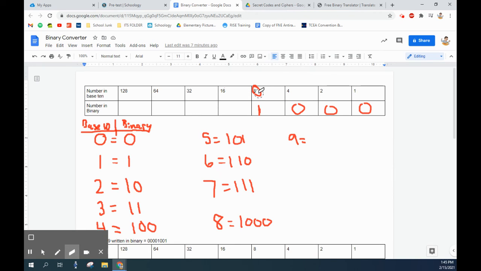Well, I need 8 plus 1 more, so I'm going to take this and turn it into a 1, and that's 9. Not 1001, 1001. 1, 2, 4, 8. 1 plus 8 is 9. This is how computers think. Computers don't understand the number 2 or 3 or 5 or a million or a trillion. They understand 1 and 0.